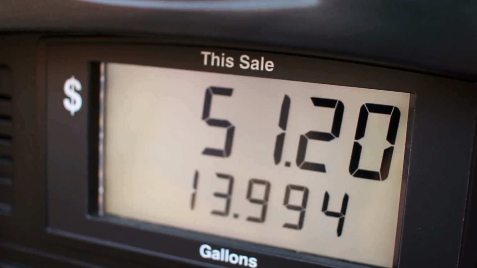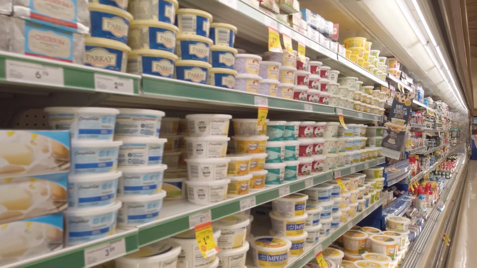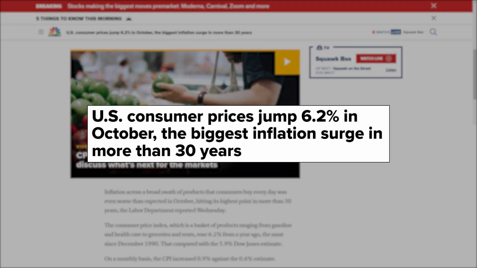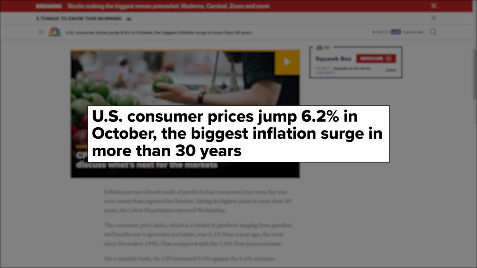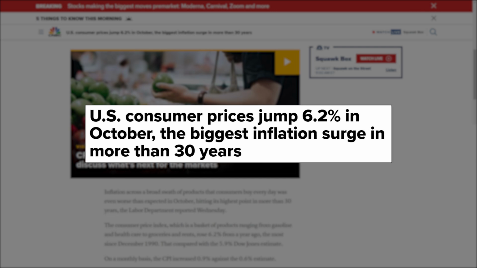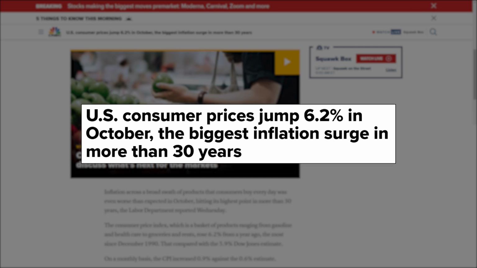And as we all know, inflation is here as we've seen global price increases in everything in basic consumer goods and services. And last month, the annual rate of inflation in the United States hit 6.2%, the highest in more than 3 decades, as measured by the Consumer Price Index.